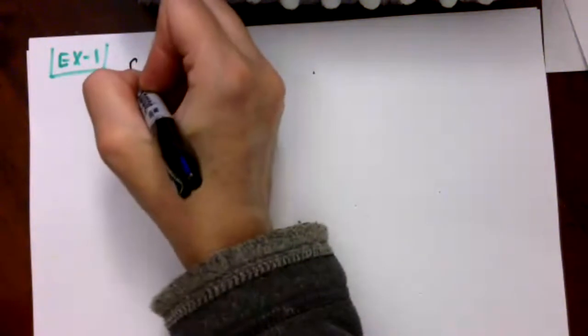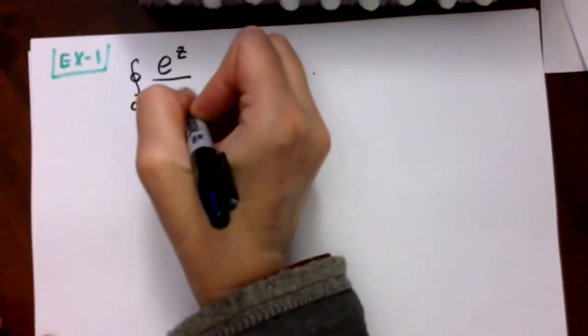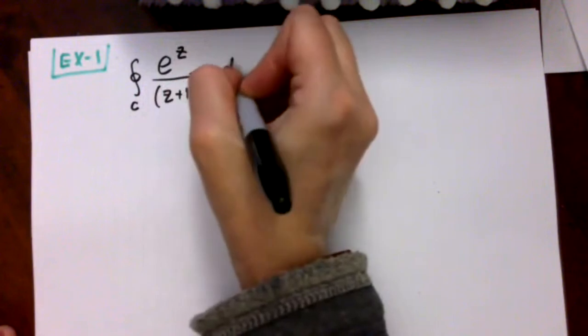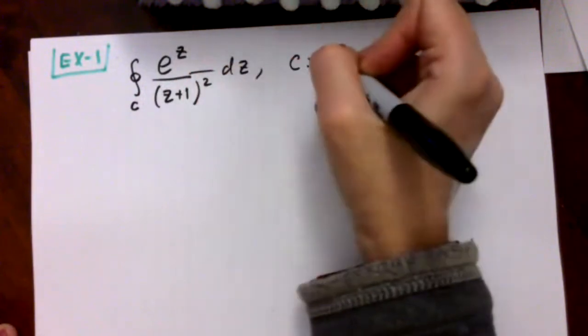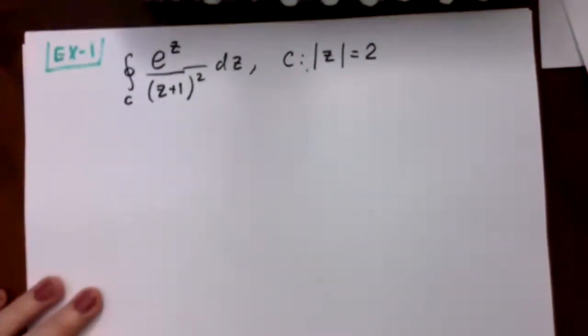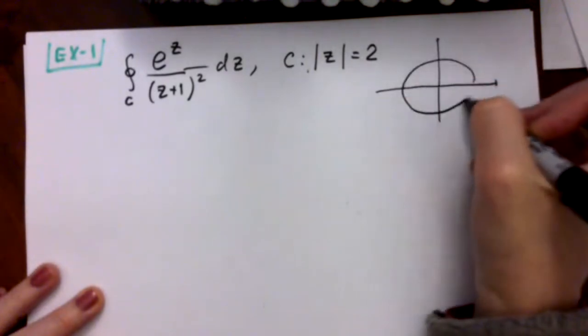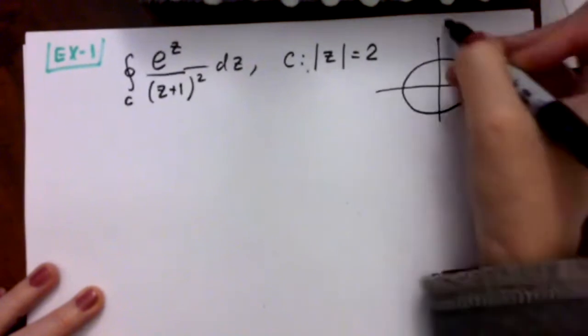So I'm going to enumerate examples from the very beginning. So this is going to be example 1 again. Example 1 for this part 2. Let's try and calculate the integral along contour C of the function e to the power of z divided by (z plus 1) squared dz, where contour C is just the circle of radius 2, with the center in the origin, of course.